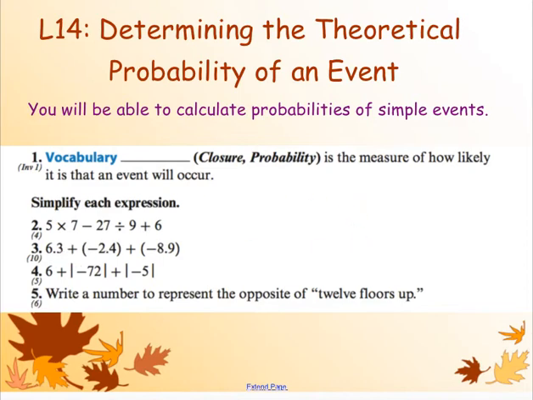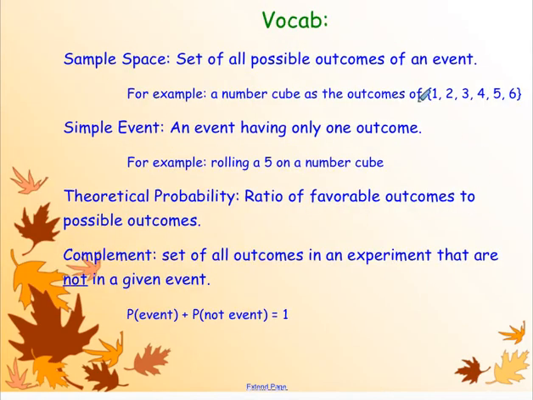Theoretical probability of simple events. So first of all, some vocab. Sample space, we're talking about all of the possible outcomes. For simple events like a number cube, we could have 1 through 6. Those are what would come up on a number cube. A simple event is an event having only one outcome, so like rolling a 5 on a number cube.